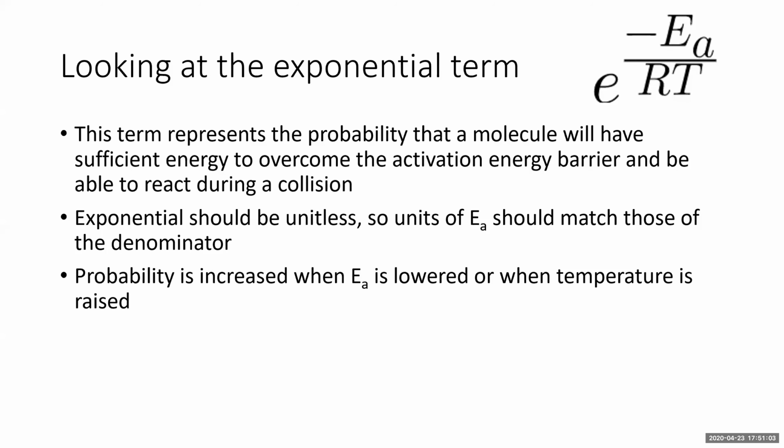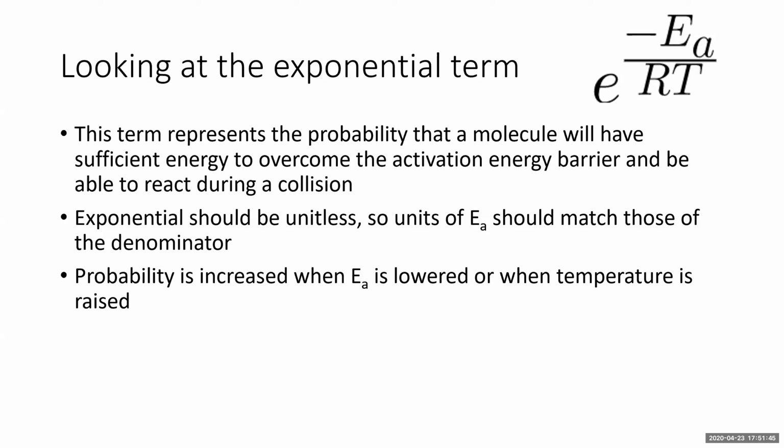So if we look at the exponential term, this exponential term represents the probability that a molecule will have enough energy to overcome the activation energy barrier. And this probability comes from the Boltzmann distribution, where if you remember, the equation there was e to the negative change in U over RT. And here our change in U is activation energy. So since this is a probability, the exponential should be overall unitless. So the units of EA must match the units of RT or kBT, depending on which one you use.